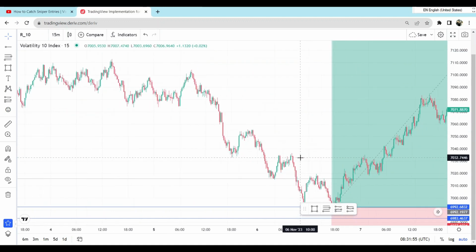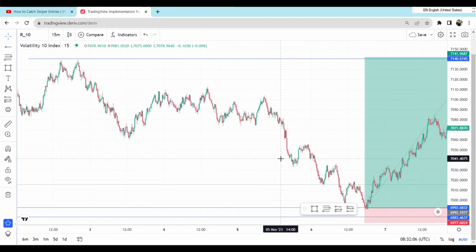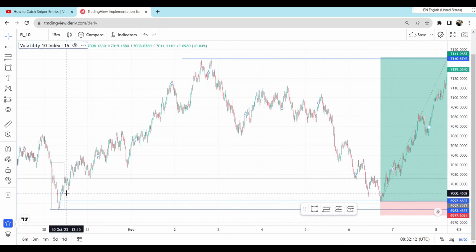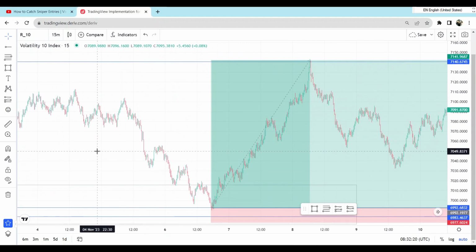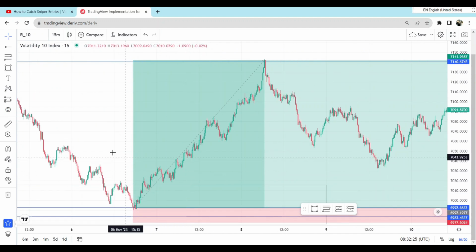Step 4 is to identify entry patterns on the smaller time frames, like the 15-minute chart, guys. We do not look to just enter based on this demand zone here. As you guys can see here, we can be liquidated because this is also a liquidity area. So what we do is we look for reversal patterns on the smaller time frames.